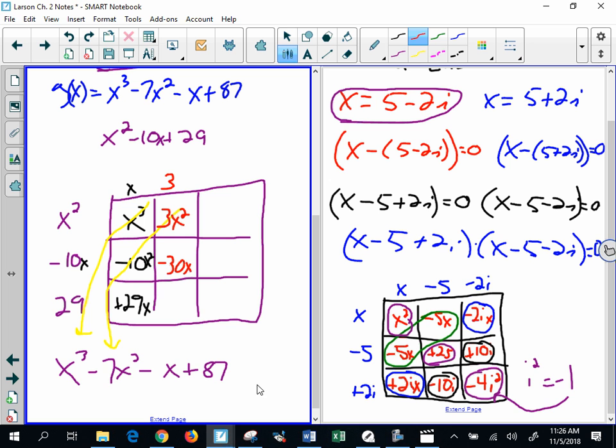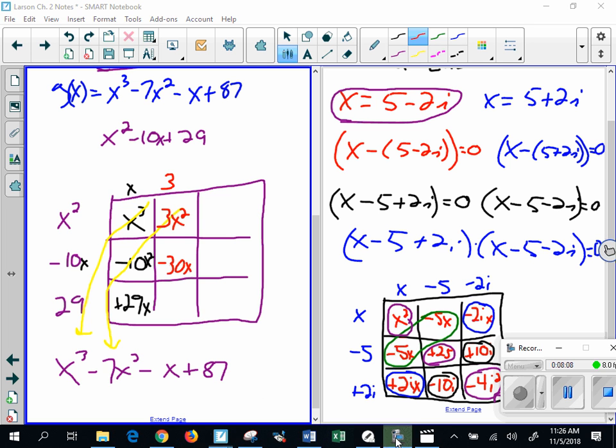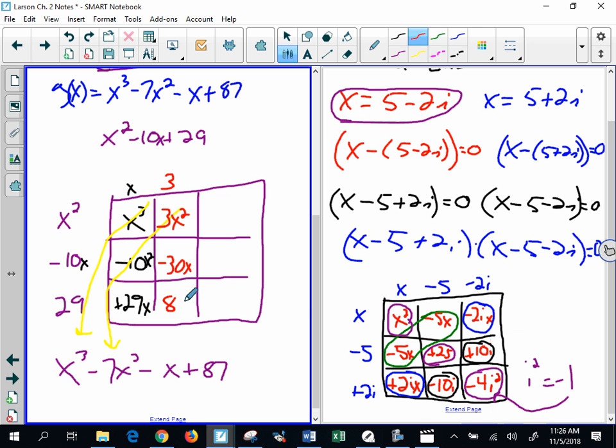And let's see, 29 times 3. Yay, it's 87. It came out exactly right. So just to double check, remember these two are supposed to add to x squared, and that should have come out to be 87. All right, awesome.